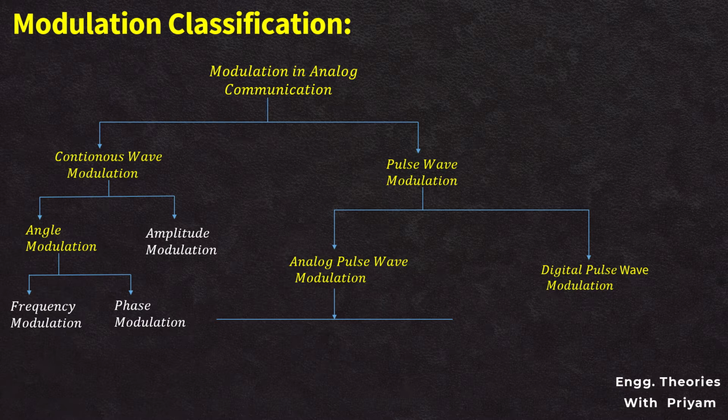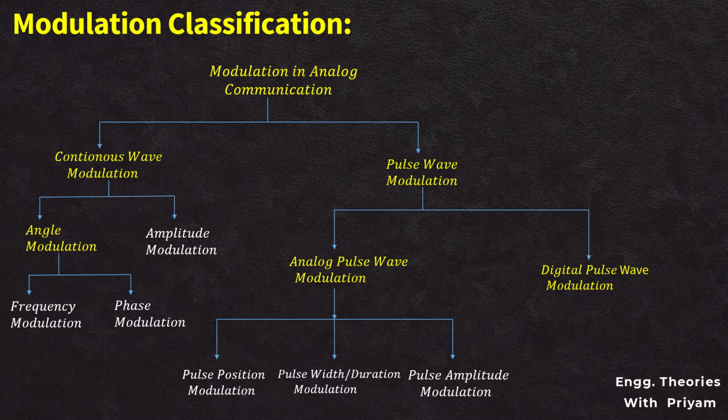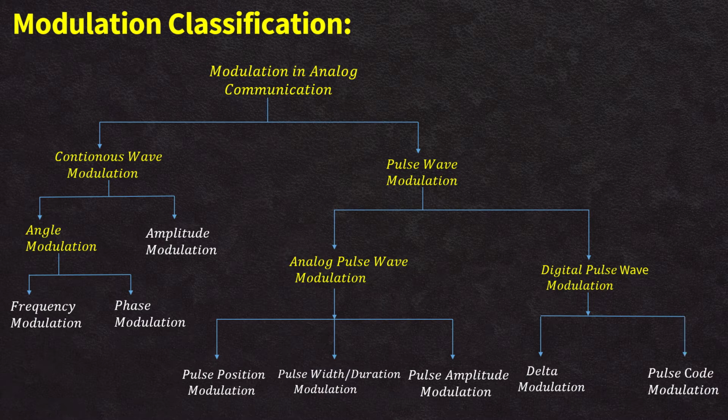Analog pulse wave modulation can be further divided into pulse amplitude modulation or PAM, pulse width or duration modulation or PWM, pulse position modulation or PPM. Digital pulse wave modulation can be divided into data modulation and pulse code modulation. In this lecture, we will talk about analog modulation. So modulation used in the analog communication system are mainly of two types: continuous wave modulation and pulse wave modulation.